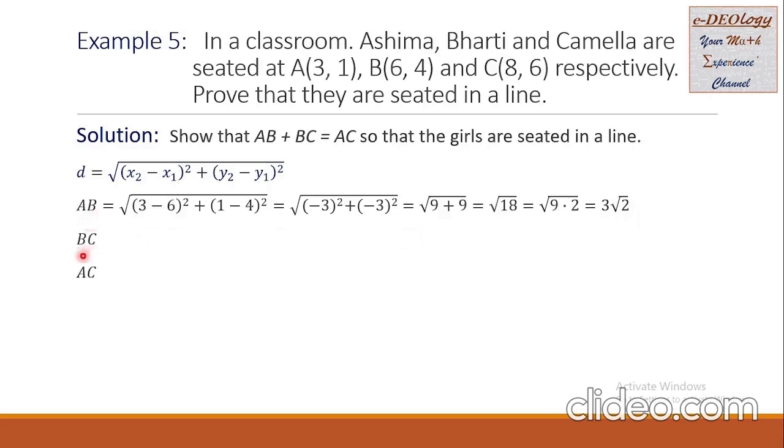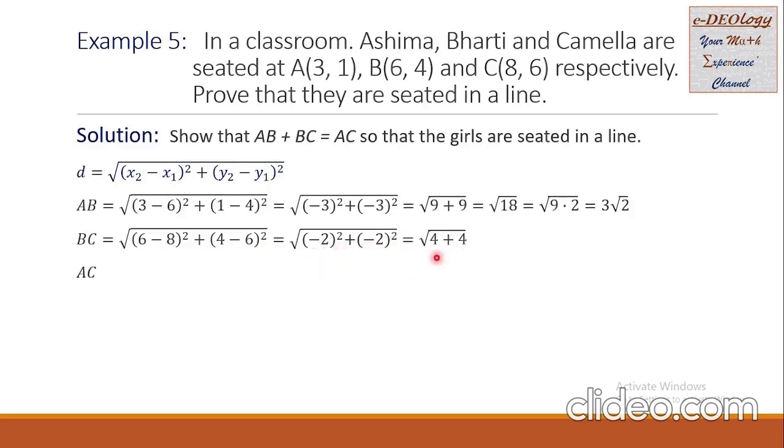What about the length BC? By distance formula, we have 6 minus 8, that is squared, plus 4 minus 6, that is squared. 6 minus 8 is negative 2, that we will square, plus 4 minus 6 is negative 2, that we will square.